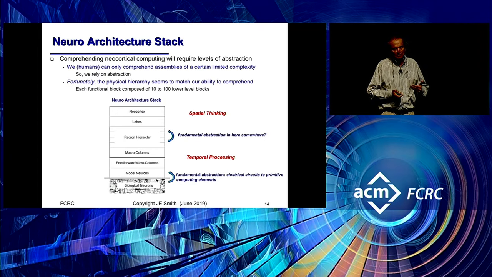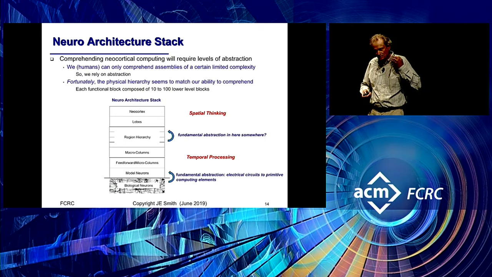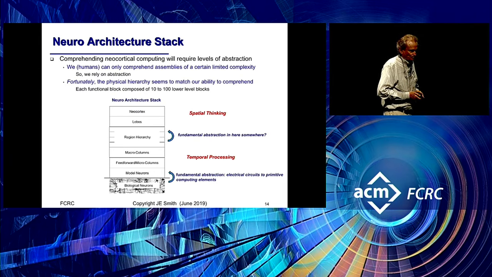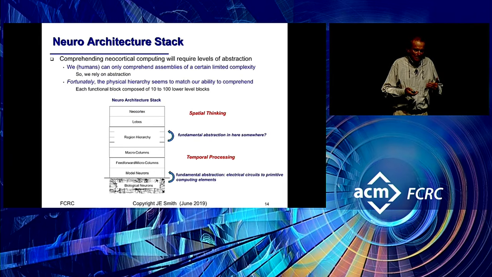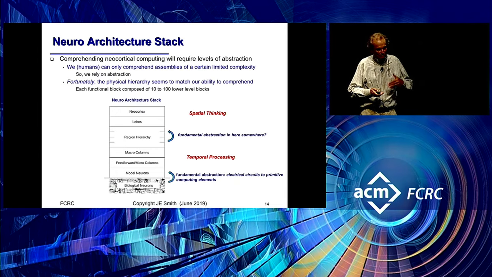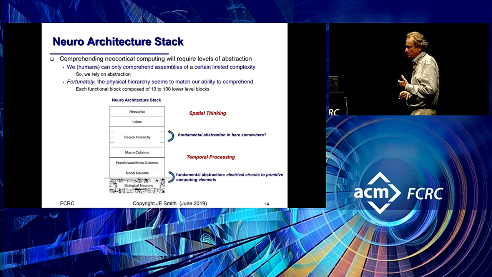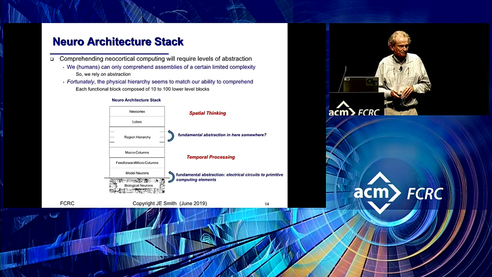So if the lower level processing is temporal and the higher level thinking is spatial, something is happening in between. It may be decades before we figure out what that is, but when we're able to cross that threshold, that's where we have something that's really an intelligent device.